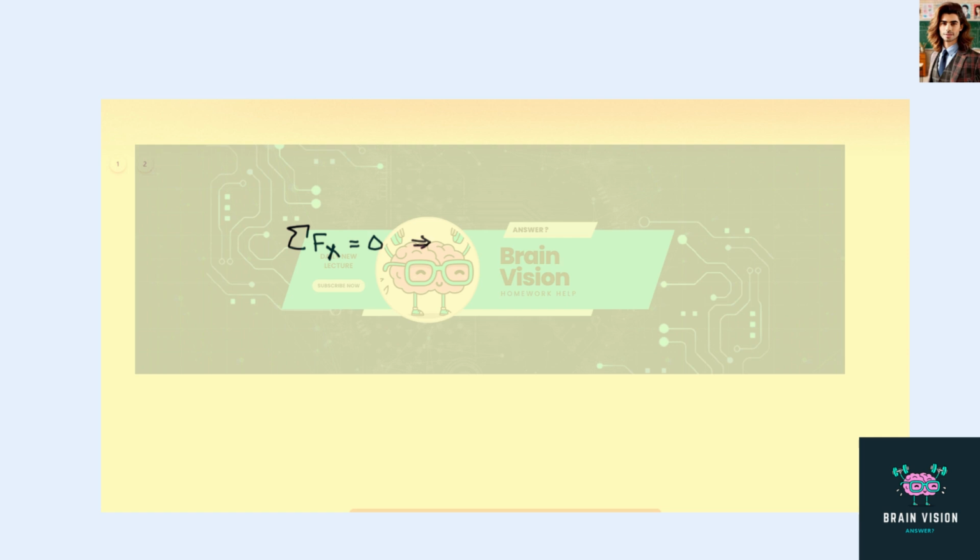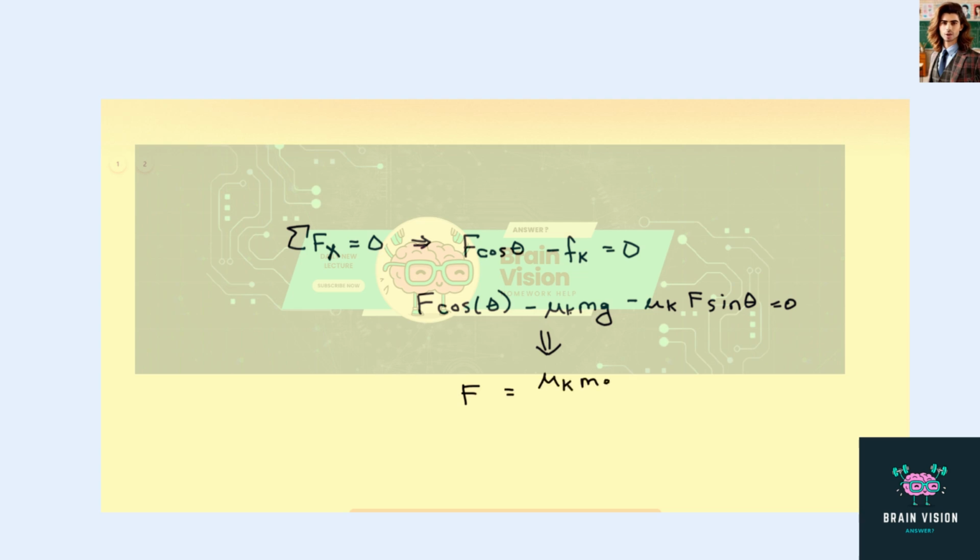And so this implies that F times cosine theta minus friction force is equal to 0. And we found the friction force before, so I'm just going to plug in that expression. So I get F cosine theta minus mu k mg minus mu k F sine theta is equal to 0. Solving this for capital F, which is our desired quantity, we get that big F is mu k times mg over cosine theta minus mu k sine theta. And that's the force that the woman has to apply to keep the crate moving at a constant speed.